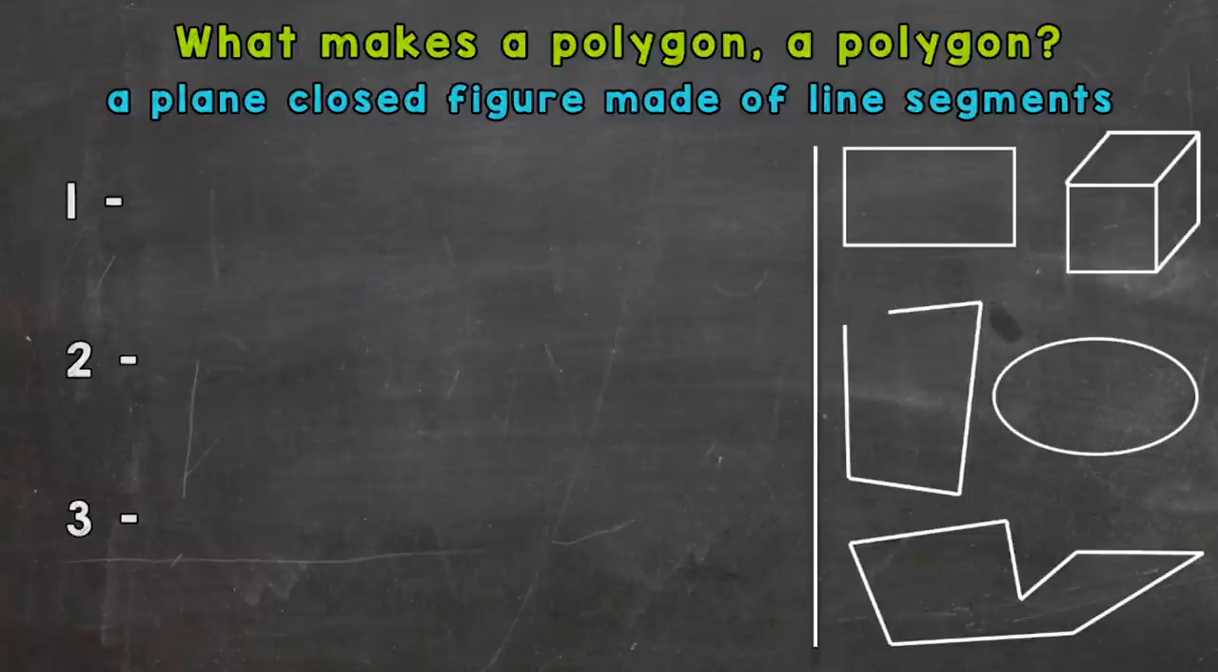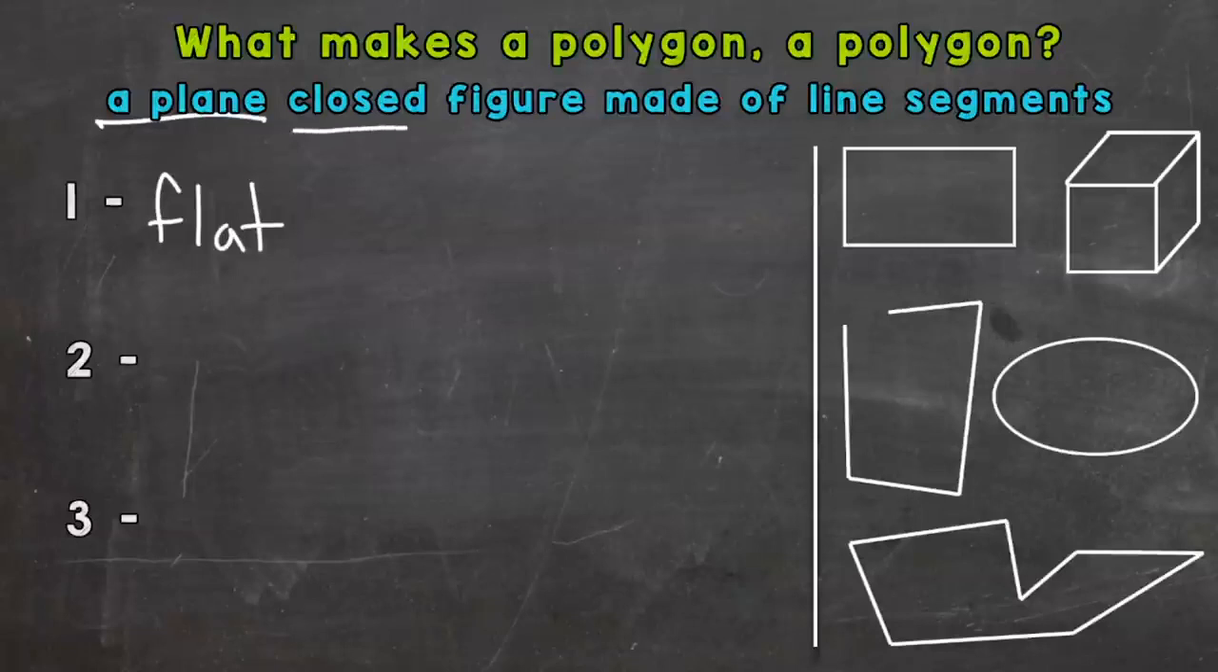So the first characteristic or thing in our checklist: a plane figure or plane shape. That just means the figure or shape has to be flat. So if it's three-dimensional, like a cube, a pyramid, a rectangular prism, those are not polygons. So again, has to be flat.